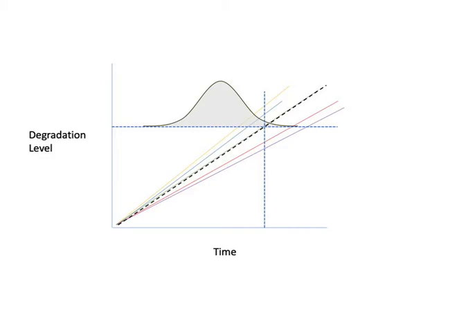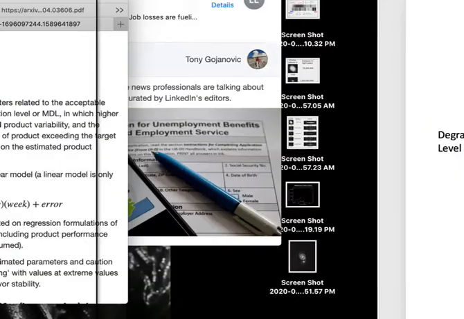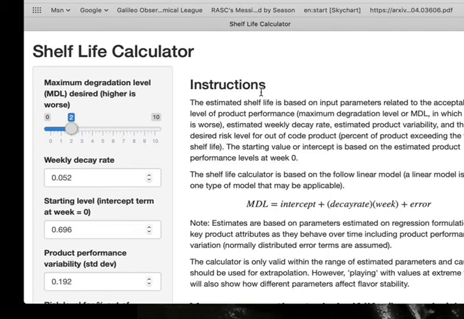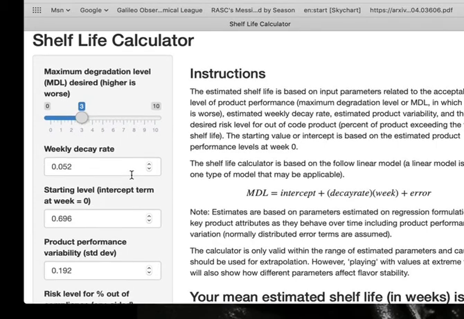Now I've developed a little calculator that might help with this. Let's go ahead and open that up. So this is a shelf life calculator, and again, it's based on this linear model idea. What you have is the maximum degradation level that you would want to have at some time level. So let's say 3. In this case, the higher you go up, the worse it is. And then the weekly decay rate, which would be the slope that you've estimated from your data. Let's just keep this value 0.052.